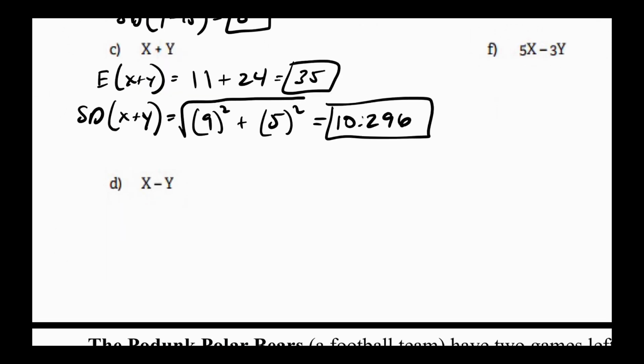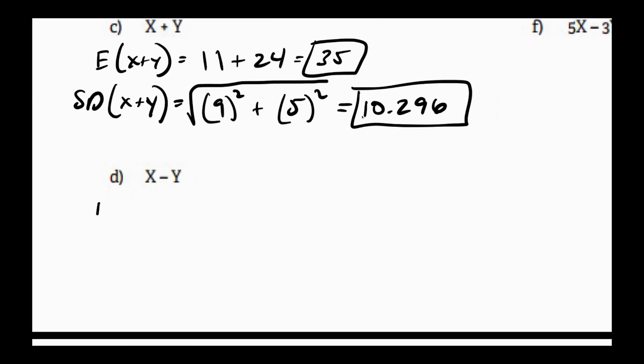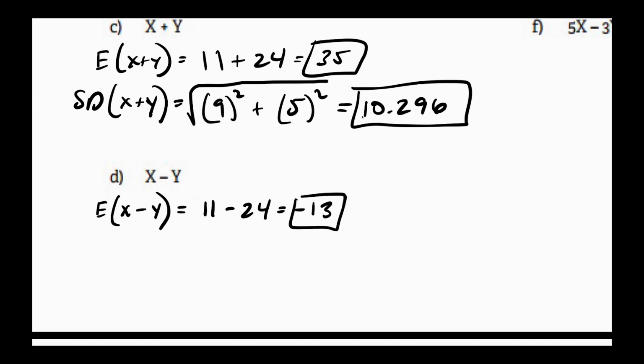Letter D. Now I'm finding the difference between the two. The first one was 11 minus 24. Well, my expected value is going to be a negative number. It's going to be negative 13.